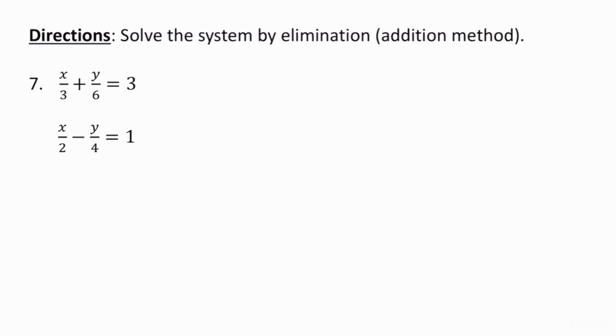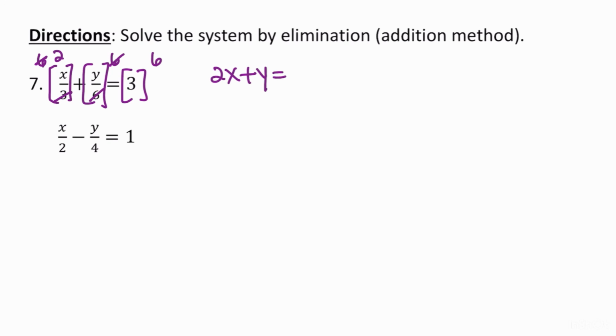So let's start with the top equation. The least common denominator is 6. So I'm going to multiply each part of the equation by 6. So 3 goes into 6 2 times. I'm left with 2x. The 6's cancel, plus y. And then 3 times 6 is 18.